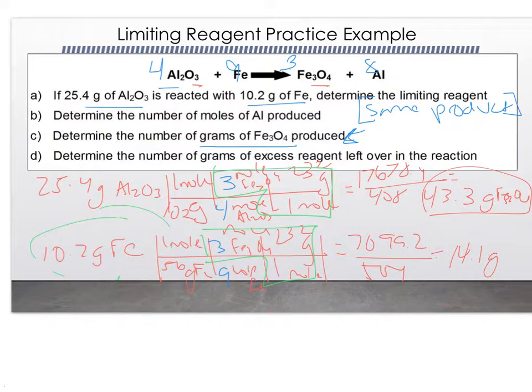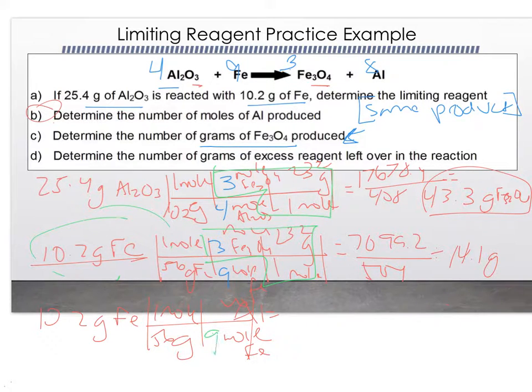Okay, so then B, we have to determine the number of moles of aluminum produced, and so we have to use the given that we have, 10.2 grams of Fe. That's going to be a 2-step bracket because we need to go to moles. So then grams of Fe comes down, that's molar mass, and then we'll do a mole-to-mole ratio. So moles of Fe is on the bottom, moles of aluminum is on top. So then those numbers come from the coefficients.